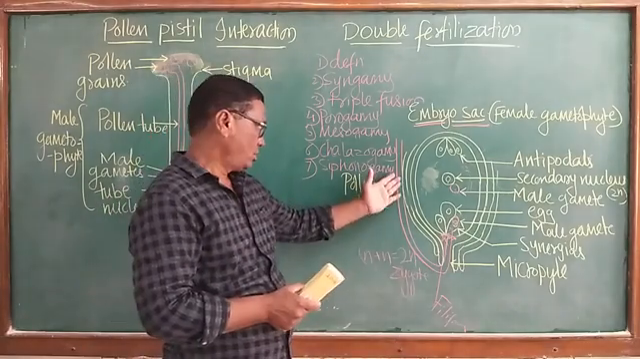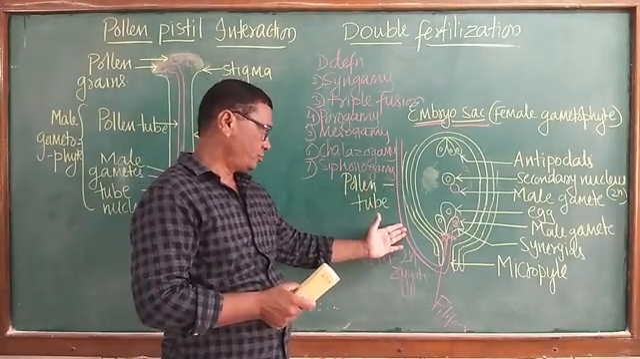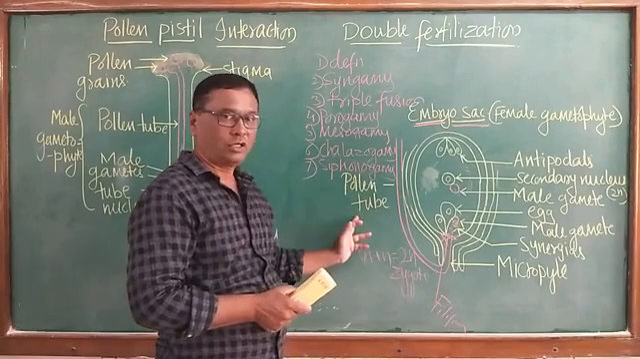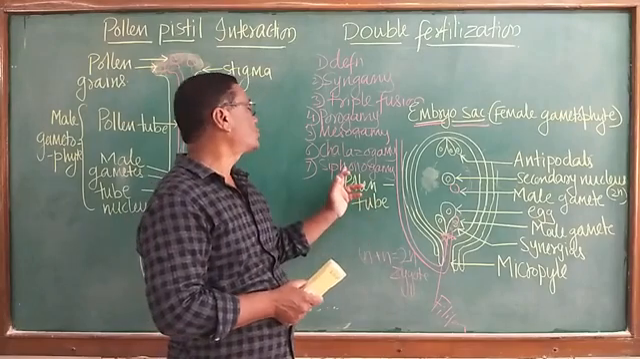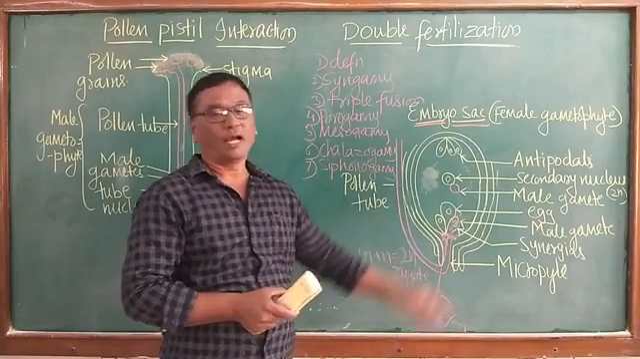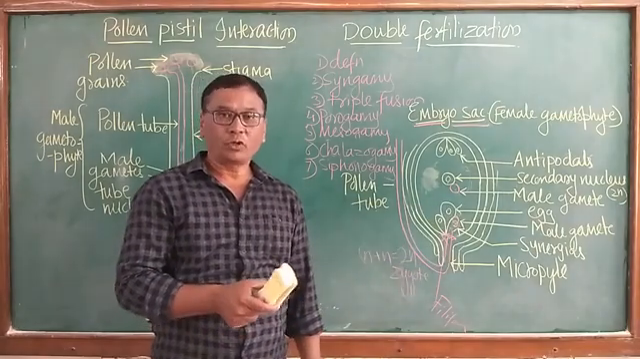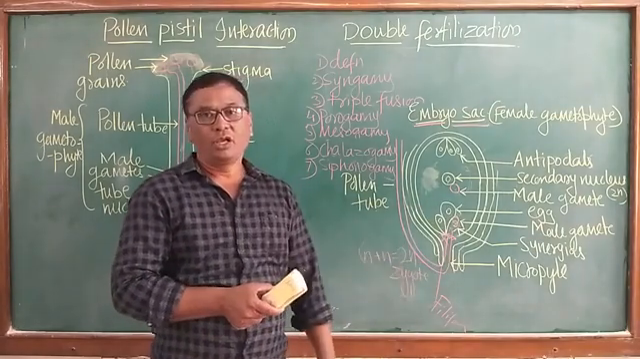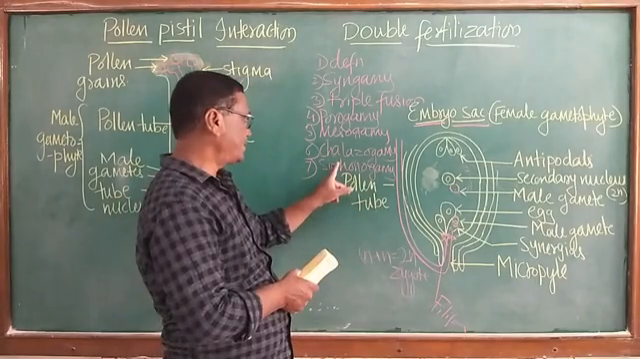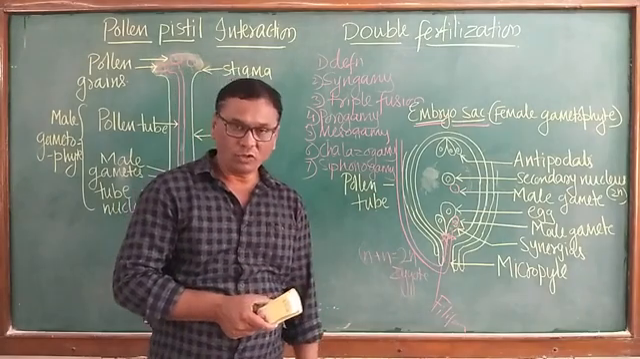The pollen tube is called a siphon. Tube refers to siphon. As the non-motile male gametes are brought up to the female gamete with the help of a siphon, a tube, the process is described as siphonogamy.